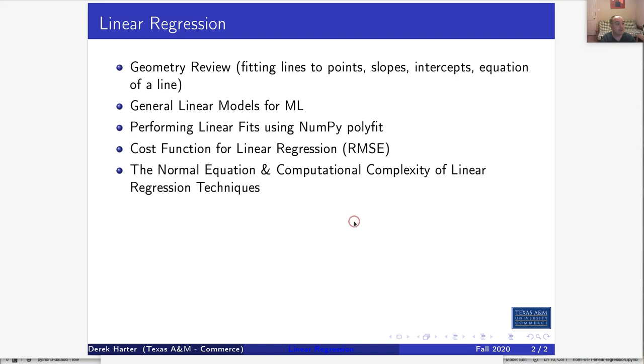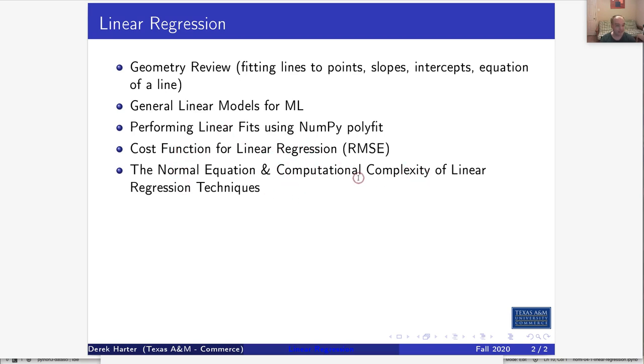Let's review. That was everything I wanted to go through in this video. We worked all the way from reviewing lines and points and the equation of a line, and used that to motivate what we're doing when performing a linear fit. We introduced the concept of a cost function, so make certain you understand that, because in our next video we're going to use it for another method known as gradient descent, in order to optimize and find the best fit.